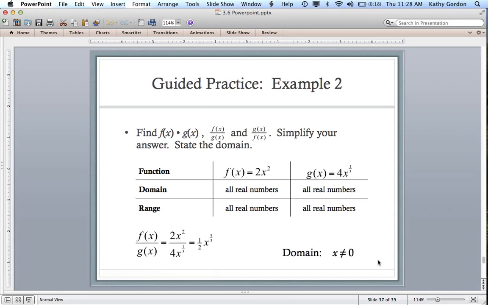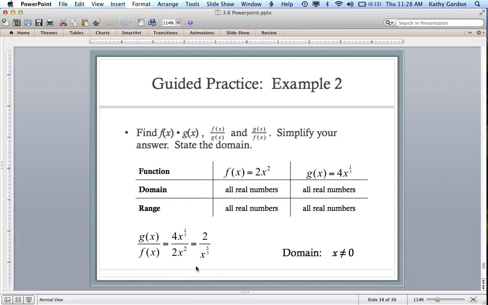For f over g, we would be taking 2x squared over 4x to the 1/3, which will end up being equal to 1/2 x to the 5/3 power. We still have all real numbers for both functions, but now we have this 4x to the 1/3 in the denominator, which means we cannot use 0. So we have to take that value of 0 out of the all real numbers for our final domain for this quotient.